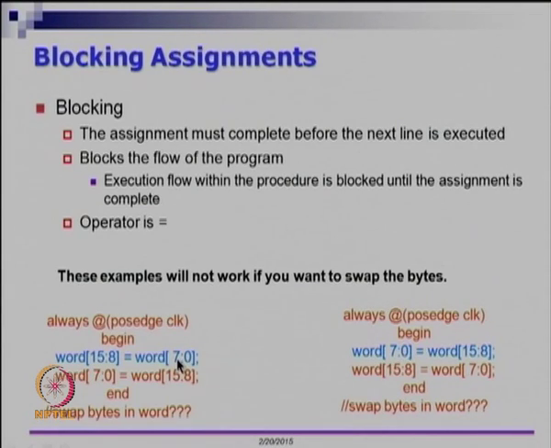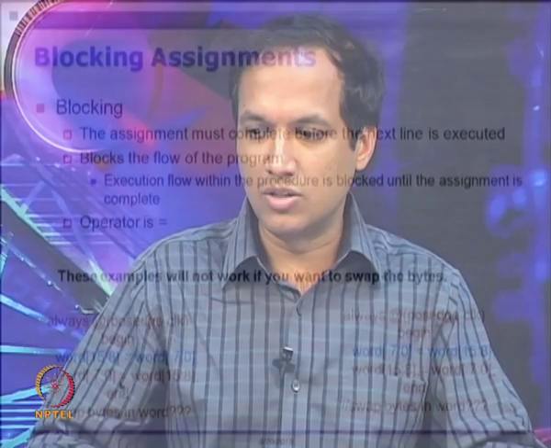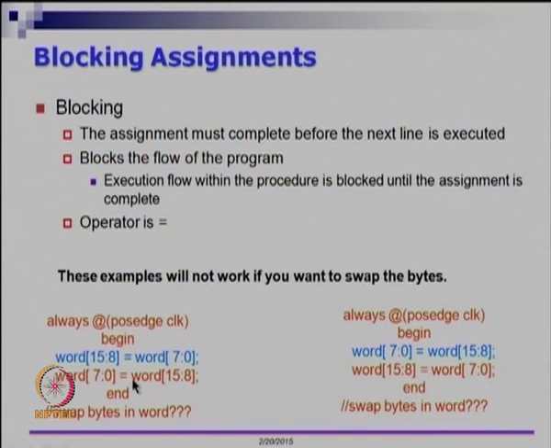So if I have 5 lines of code, line 1 will get executed before line 2. So, this is the notion of a procedural assignment. In a procedure, if I have 5 lines, then line 1 should get executed before line 2, line 2 before line 3 and line 3 before line 4 and so on. And the assignments, if they are using blocking assignment, which is done using equal to, then the execution of the flow is blocked until the assignment is complete.